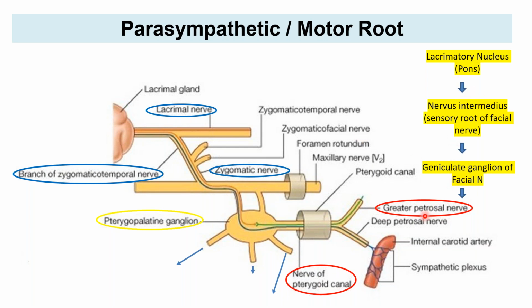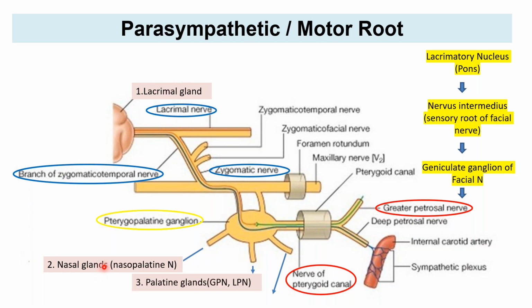So just now we have done the parasympathetic secretomotor pathway of the lacrimal gland. This is how the lacrimal gland will pour its secretion. It will be secretomotor to it. Not only does it supply the lacrimal gland, it supplies the rest of the structures also. What are those structures? First was the lacrimal gland. And through this nasopalatine branch, remember it was coming out through the sphenopalatine foramen. Through that, it is going to supply the nasal glands and will cause secretion, because it's secretomotor.